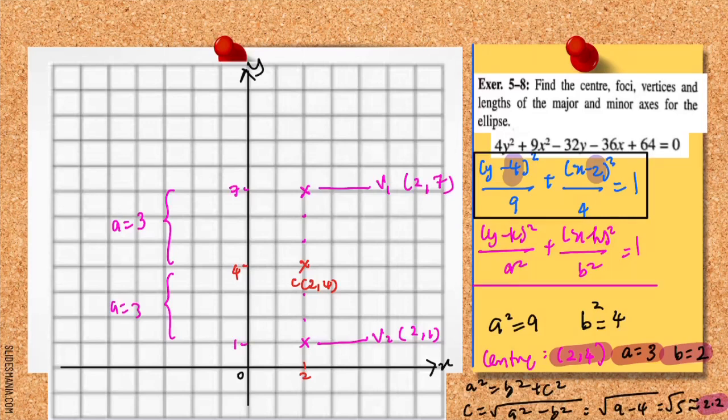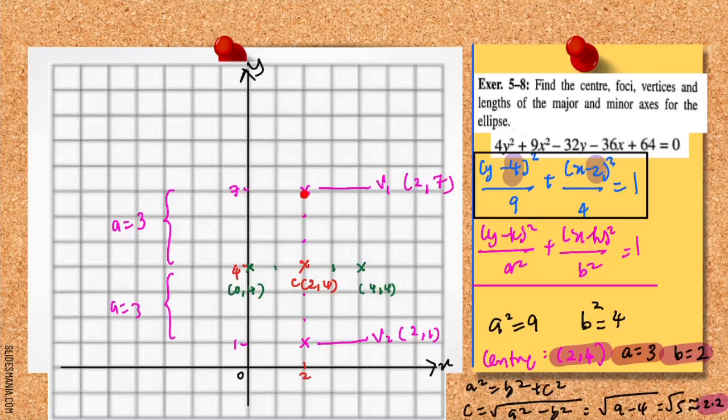Let us see our co-vertices now. From the center, we will go to the right and also go to the left. Your b is 2. So for the first co-vertex, let's go to the right by 2. 1, 2. So this is the first co-vertex, (4, 4). Another co-vertex, go to the left by 2 units. So this is another co-vertex, (0, 4).